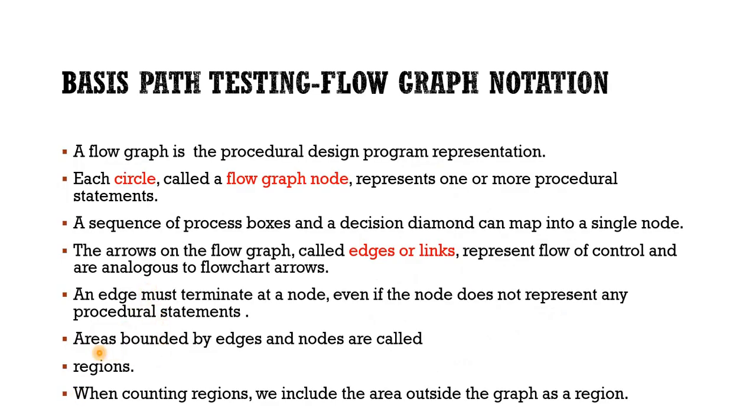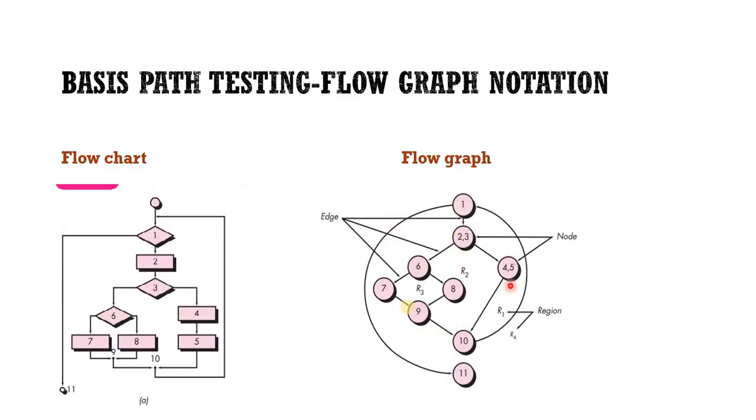Then an important thing you have to know about the flow graph is regions. A region is a area bounded by edges and nodes. When counting regions, we also include the outer side of the graph as one of the regions. For example, here if you see, this is a closed area, so this is one region. This is also a closed region. Here you can see another closed region. This is the outside region. The total number of regions inside this flow graph is 4.